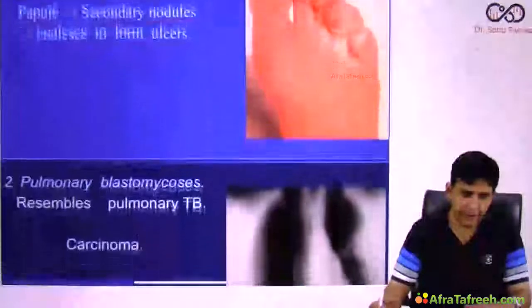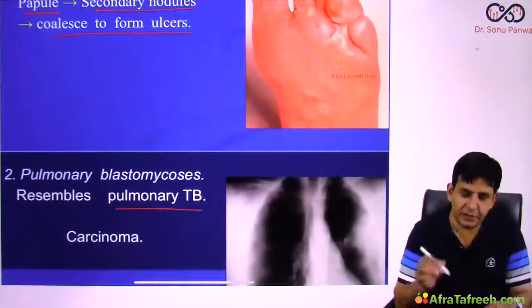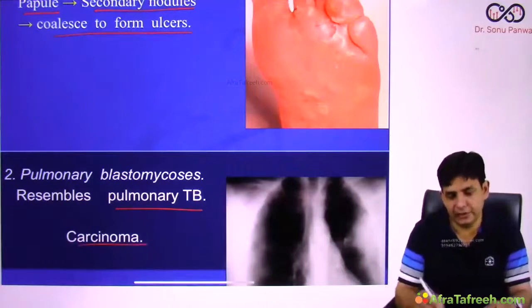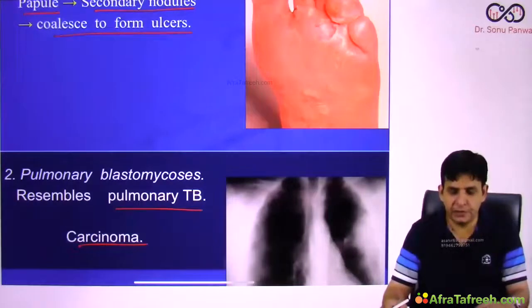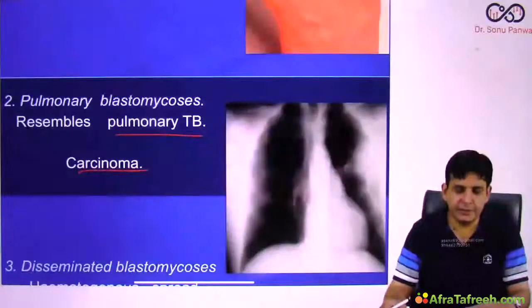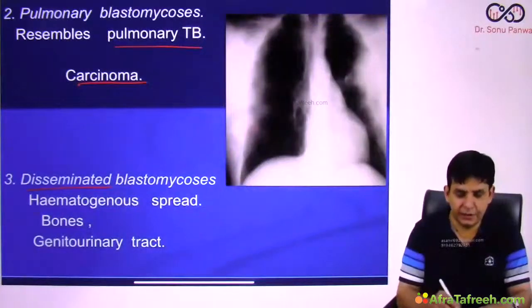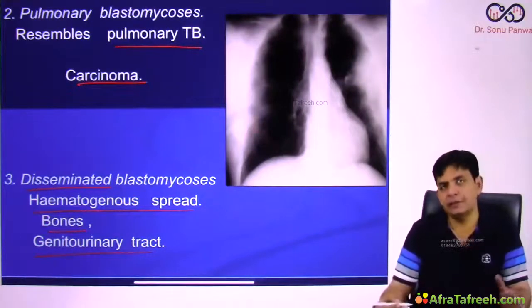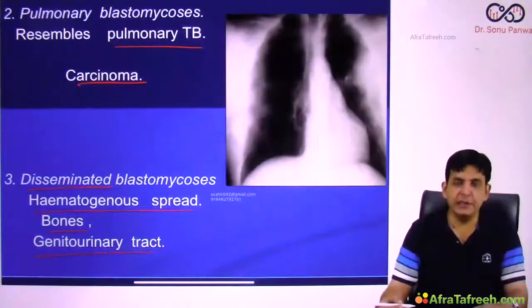That is there. And the pulmonary form, which we had just talked about, with the conidia and all, resembles pulmonary TB and carcinoma also, because it gives that type of picture. Okay, blasto resembles pulmonary TB and even carcinoma. And here also dissemination is there. In disseminated blasto, hematogenous spread happens to the bones and to the genitourinary tract. So that particular thing also exists. That is known as disseminated blastomycosis.